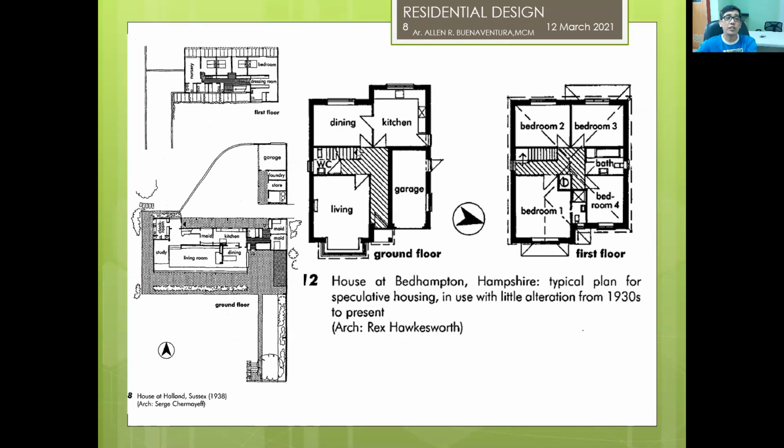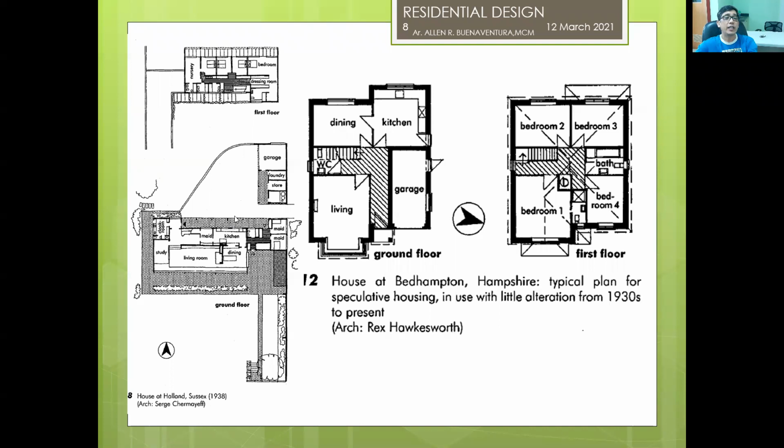On the upper, this is the stairs going up, and the toilet is underneath the stairs. If you go up, this will be bedroom 1, bedroom 2, bedroom 3, and bedroom 4, and there are 2 bathrooms. Bedroom 1 will have a separate bathroom, and bedrooms 3 and 4 will have common bathrooms. This is a 1938 plan.